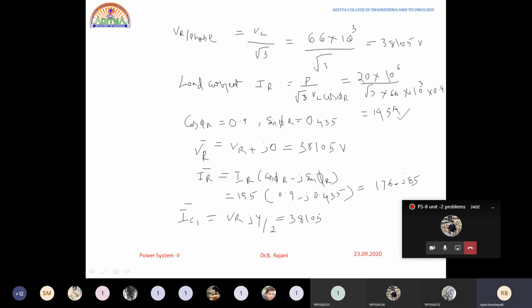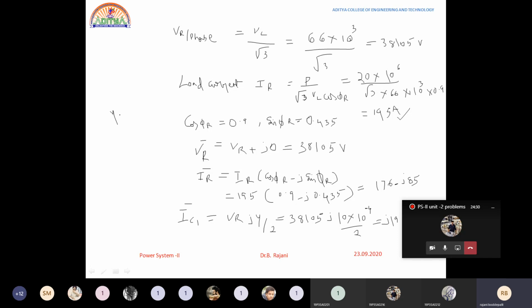38105 into J, into how much is Y we are having after multiplying with the total length of the line. It is 10 into 10 to the power of minus 4 by 2. Y by 2, it is of C by 2. So that Y by 2 we are doing. How much is it? It is J19. It is the reactive part we are having, that is nothing but the susceptance.